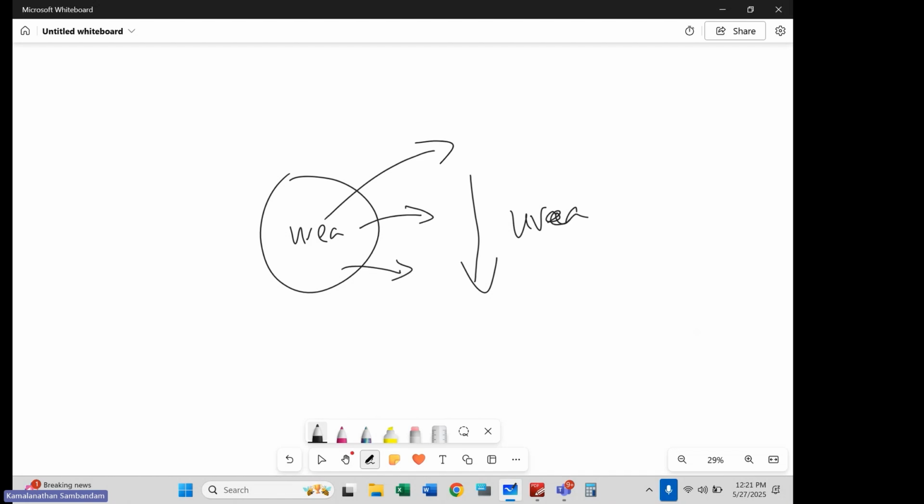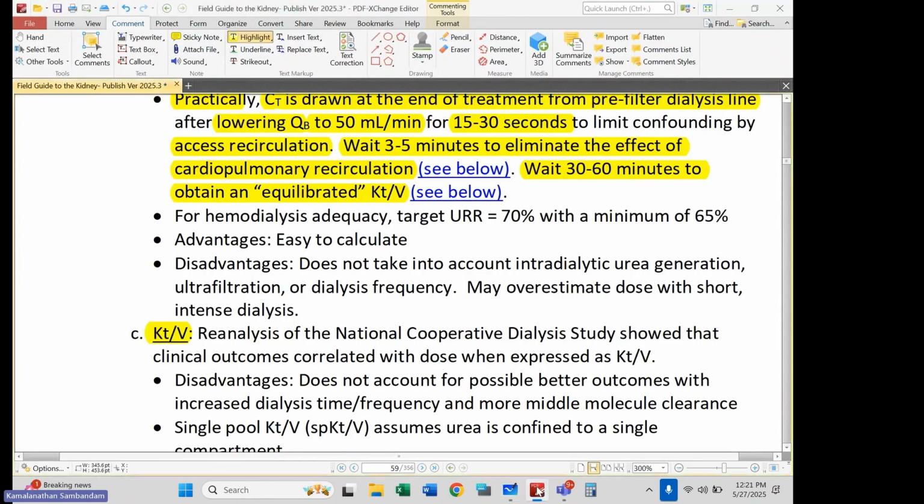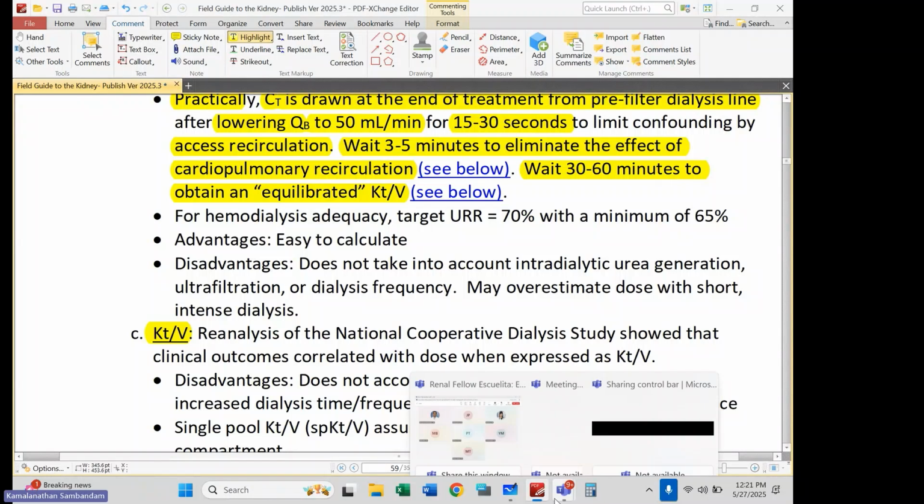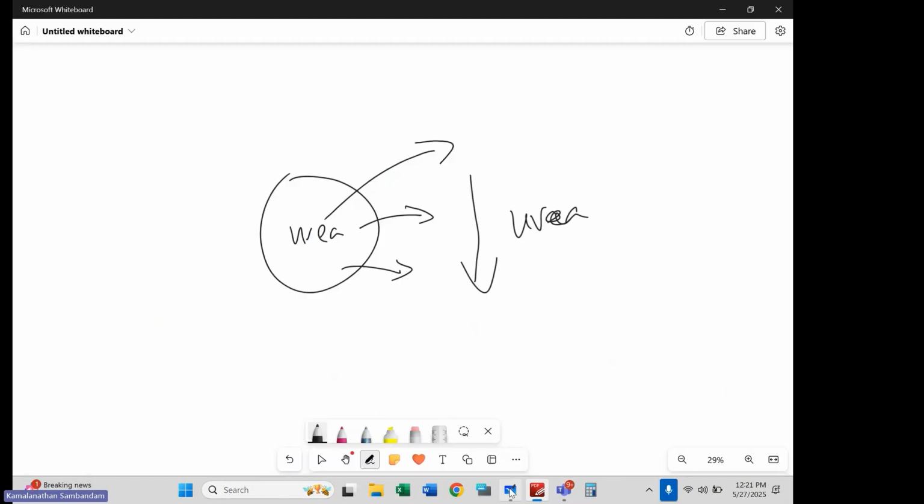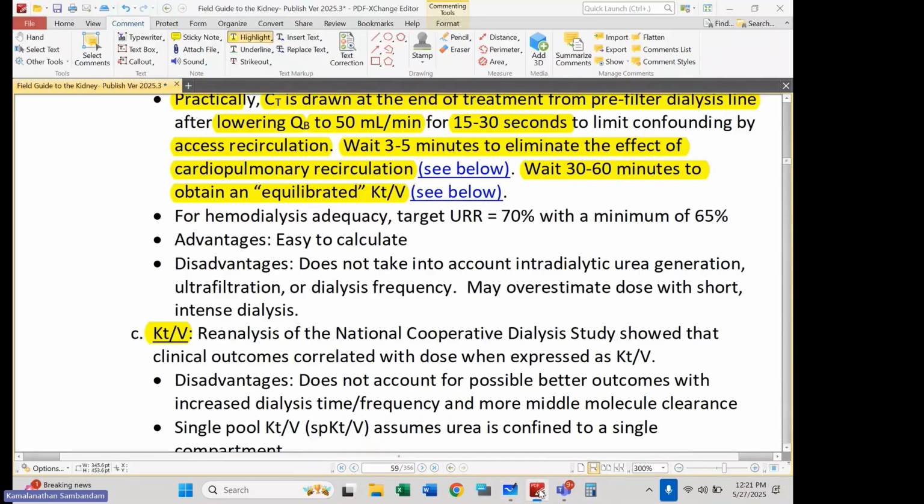Again, single pool KT over V is the opposite or alternative to equilibrated KT over V. We in general are using single pool KT over Vs, and single pool KT over Vs are going to be higher than equilibrated KT over Vs. Why? Because you don't have that urea rebound effect prior to the measurement of the post-dialysis urea concentration in the single pool KT over V.